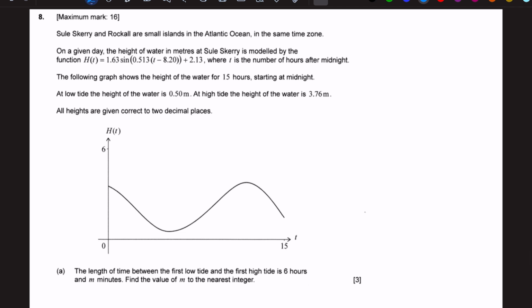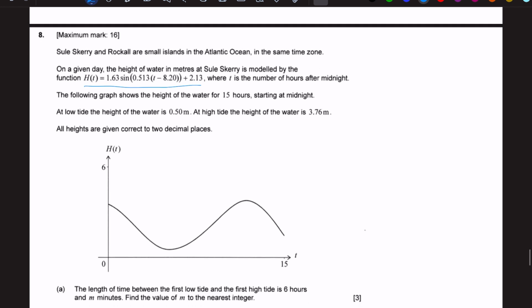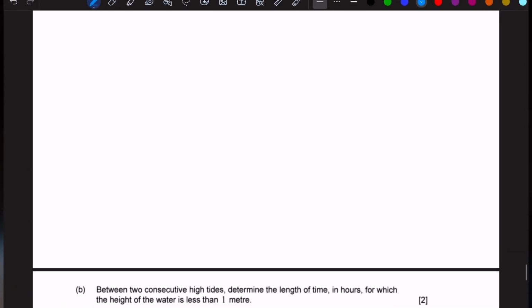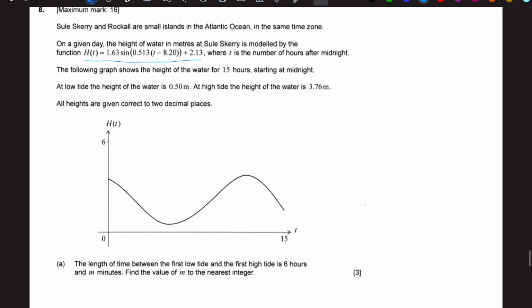So this question is, there are 2 islands in the Atlantic Ocean in the same time zone. The height of the water in Sulzberg is modeled by this equation. So we have one equation here, right? t is the number of hours after midnight, and the height of the water is shown for 15 hours. All heights are given to 2 decimal places. The length of time between the first low tide and the first high tide is 6 hours and m minutes. Find the value of m.